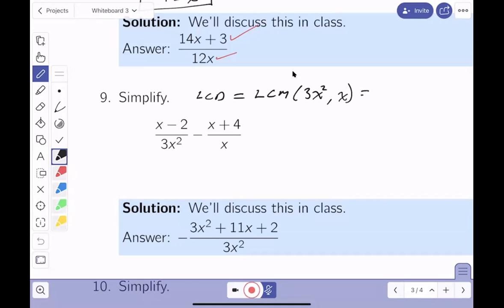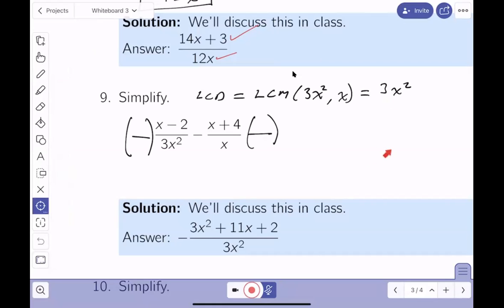What would that be? Well, it looks pretty simple. It's 3x squared. I have to put my builders in. And I'll talk about it. What times this would give you 3x squared? Well, 1. I'll write that down for you. Let's do this one. What times x would make it 3x squared? That would be 3x.